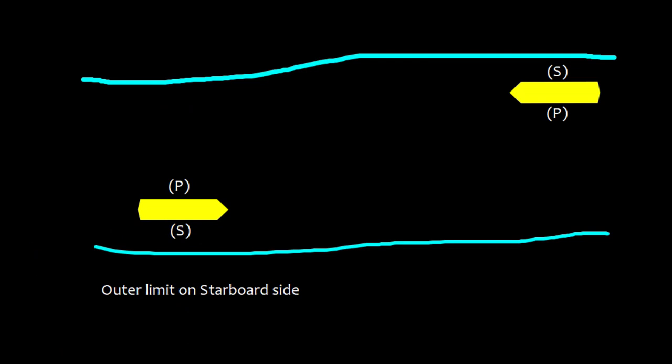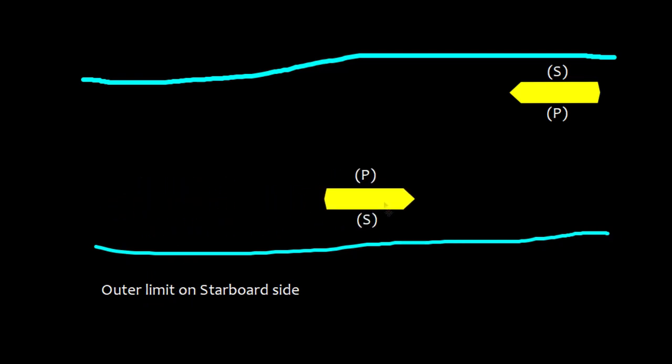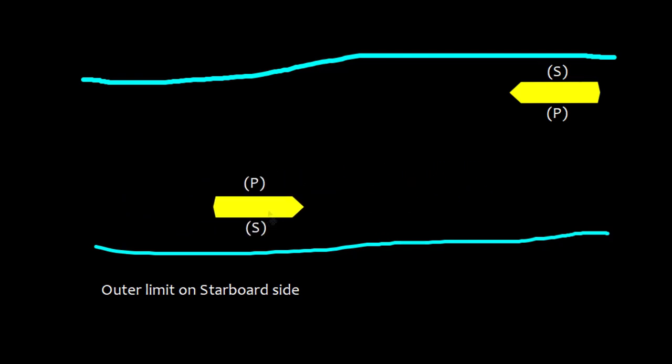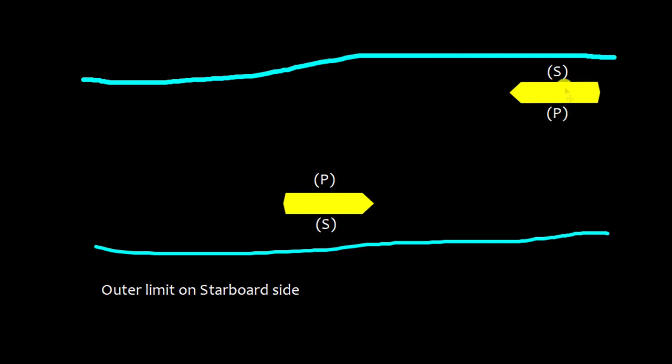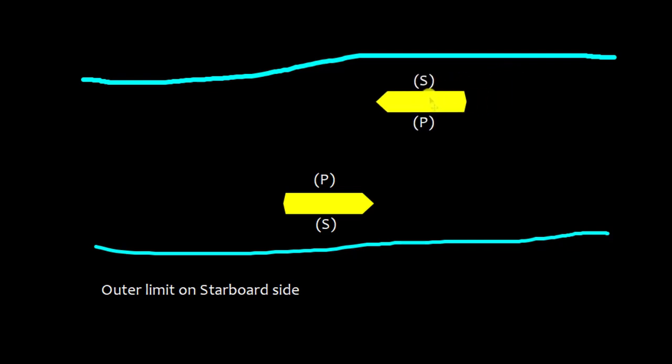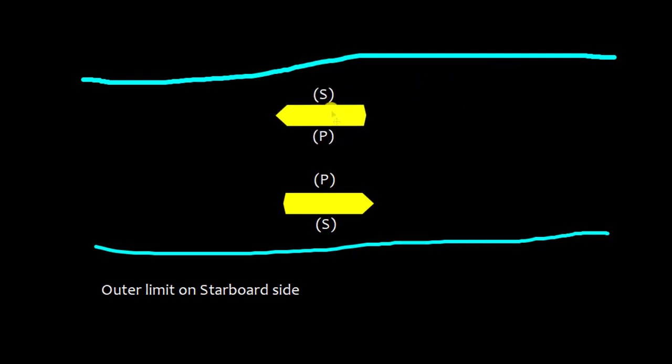Now here, this is the vessel which has to move to the outer limit which lies on the starboard side of the channel. So this vessel is going to pass like this, and it has to keep to the outer limit as is safe and practicable. Similarly, the other vessel will keep to the starboard side as is safe and practicable. Both vessels will pass port to port in a narrow channel.